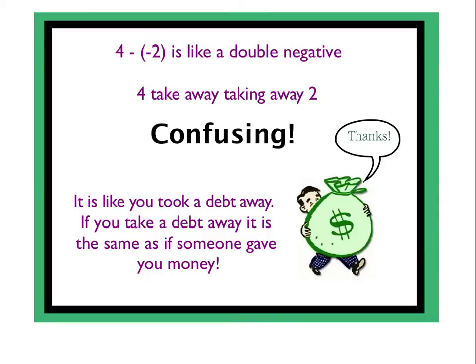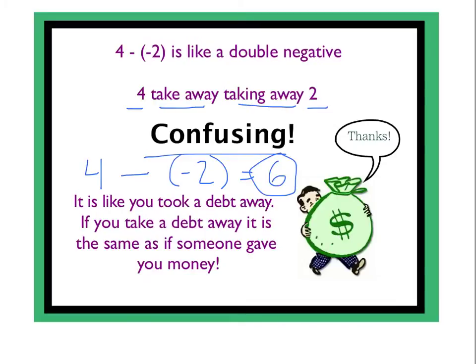Why is this so confusing? Well, let's talk about it in numbers. 4 minus -2 is like a double negative. So it's like saying 4, take away, taking away 2. So if I take away the fact that I took away 2, oh man, that's confusing. It's like money. So let's say I have $4 and I take away taking away $2. That would mean I take away a debt of $2. So it's like I gained those $2. It's really like I added to it, and I end up with an answer of 6.